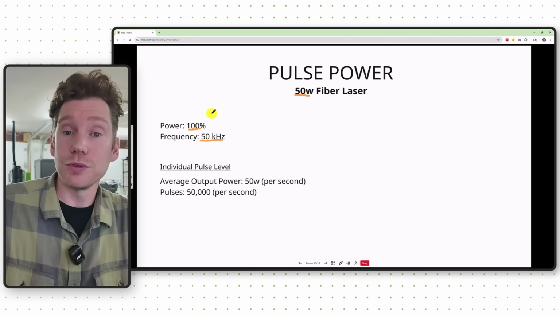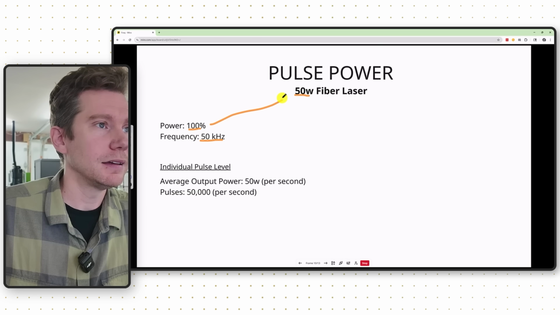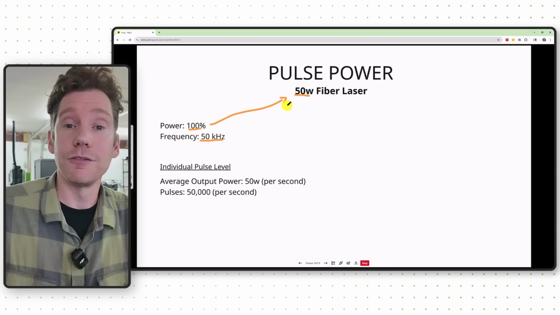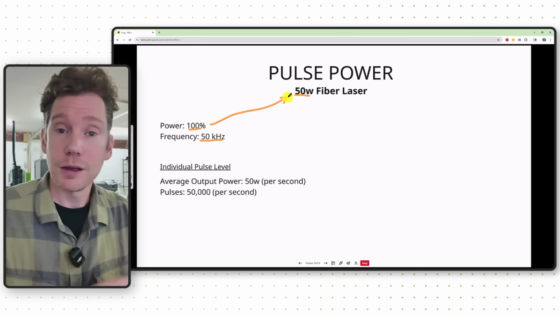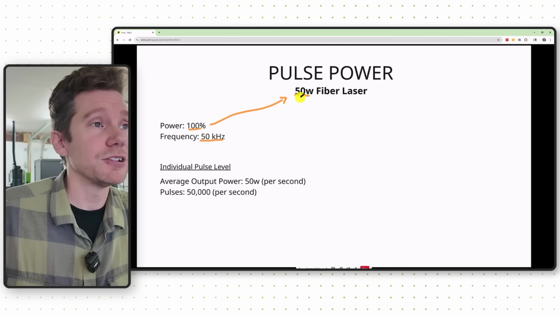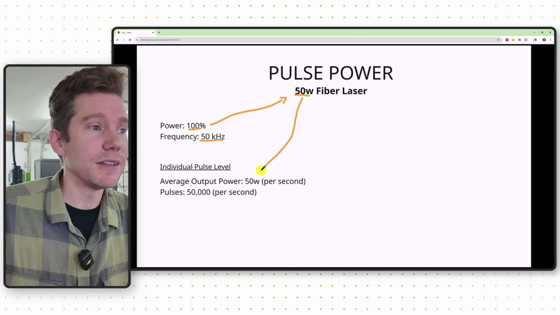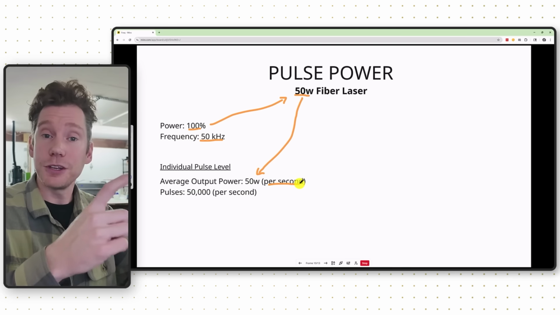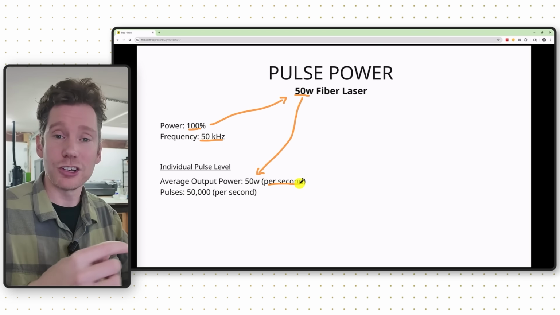So let's break this down to the individual pulse level. I'm saying, hey, laser, I need 100% of your 50 watts of power for this job. And what is 100% of 50? 50. So we're asking for all 50 watts of power. Your laser is going to be like, all right, I'll give that to you, but I'm going to give that to you on average over the duration of 1 second, right? So it's going to make 50 watts on average available to you over the duration of 1 second.